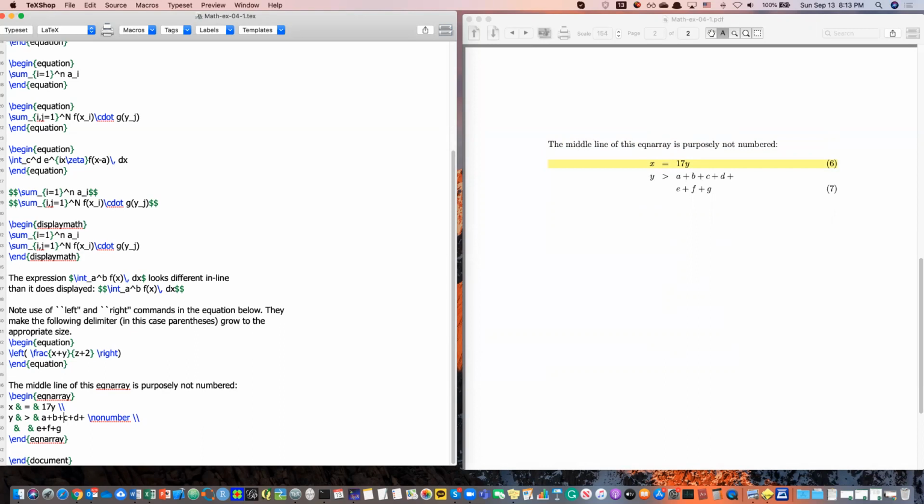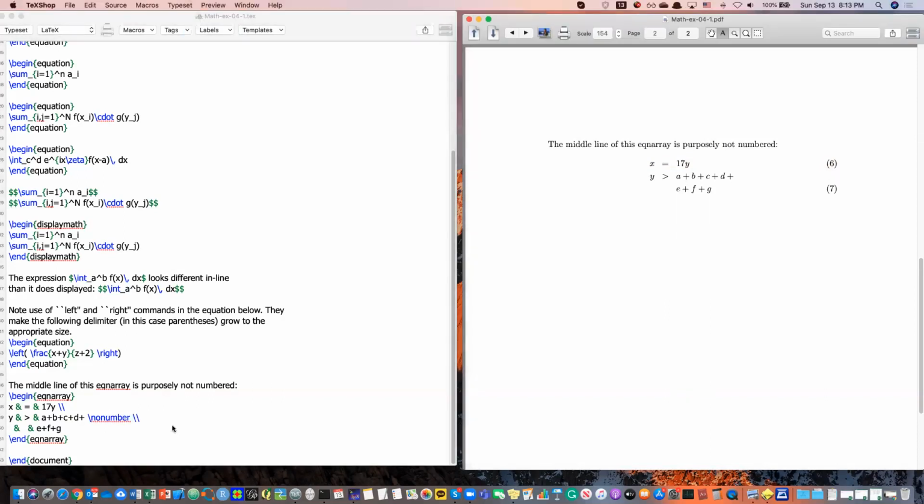Here is the no number command. If we just delete this one, what happens? Then we get an equation number for each line. But sometimes we don't want to put an equation number on the first or second or third line, right? Then in this case we use no number.